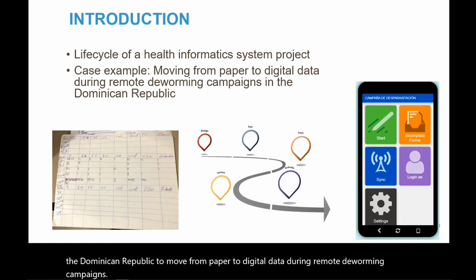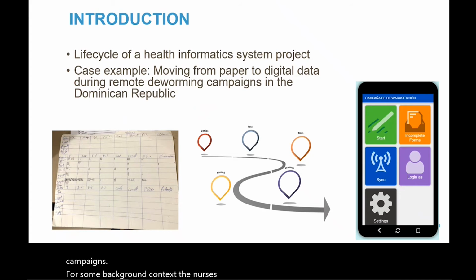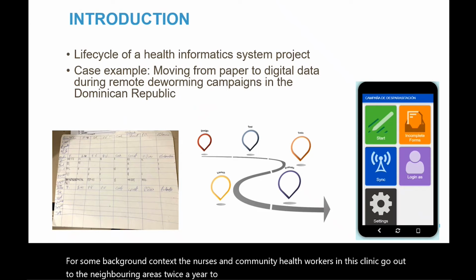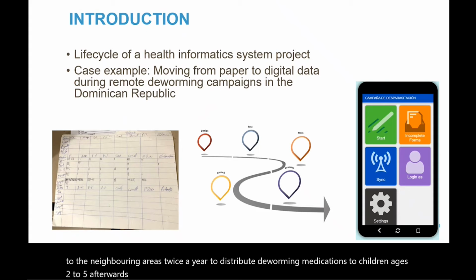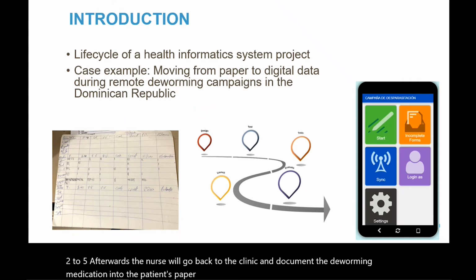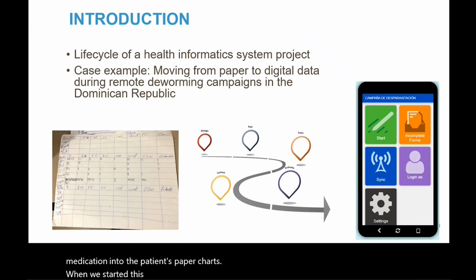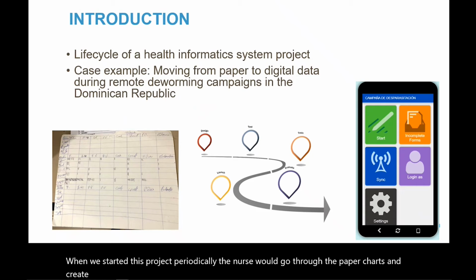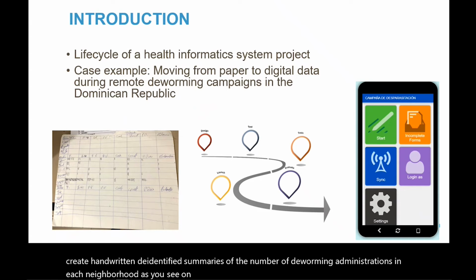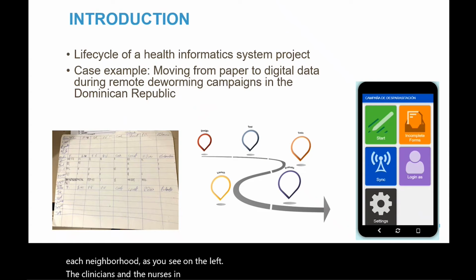For some background context, the nurses and community health workers in this clinic go out to the neighboring areas twice a year to distribute deworming medications to children ages 2 to 5. Afterwards, the nurse will go back to the clinic and document the deworming medication into the patient's paper charts. When we started this project, periodically the nurse would go through the paper charts and create handwritten, de-identified summaries of the number of deworming administrations in each neighborhood, as you see on the left. The clinicians and the nurses in this clinic want to transition from paper to electronic data capture, starting with these deworming campaigns.